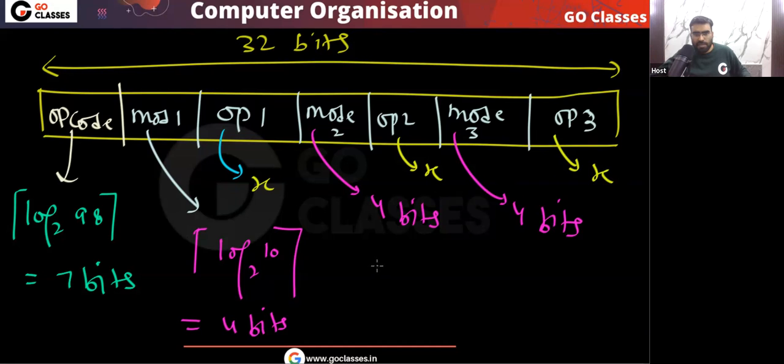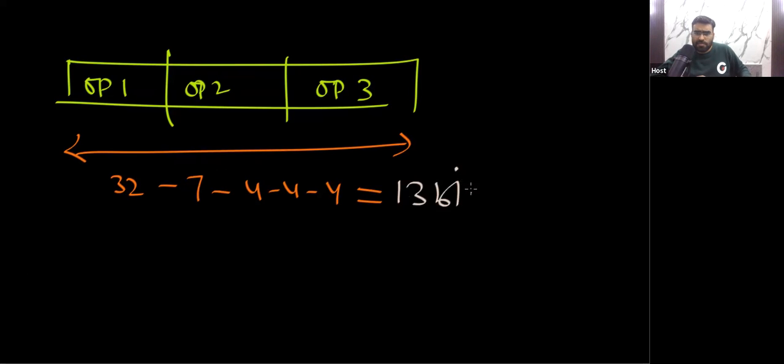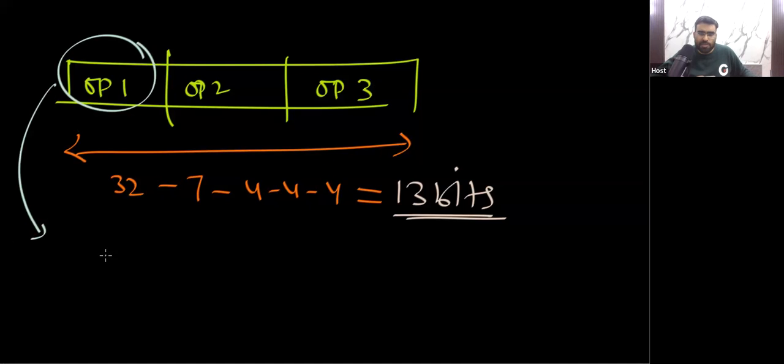Now tell me, for these 3 operands, how many bits are remaining? That will be 32 minus 7 minus 4 minus 4 minus 4. How much is that? That is 13 bits. In 13 bits, you have to put 3 registers. So tell me, how many bits must be there?